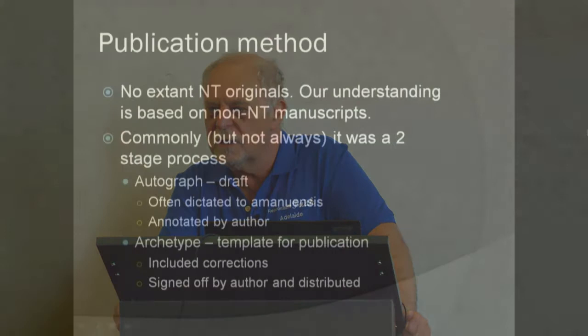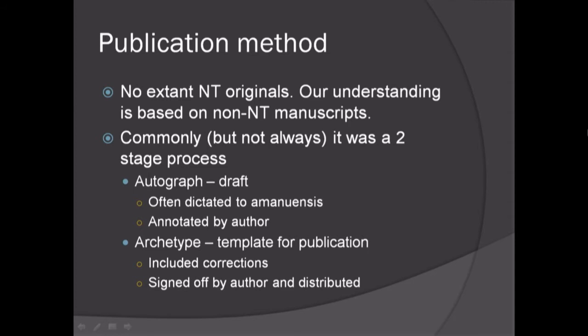Commonly, but not always, it was a two-stage process. Initially there was an autograph and then an archetype. The autograph was a draft, and the archetype was a template for people to copy for production. The autograph was often dictated to an amanuensis, somebody who wrote it down, and in modern terms they're called a ghostwriter. What the amanuensis wrote down would then be annotated by the author to make corrections. The corrections were included in the archetype. They were signed off by the author and distributed.